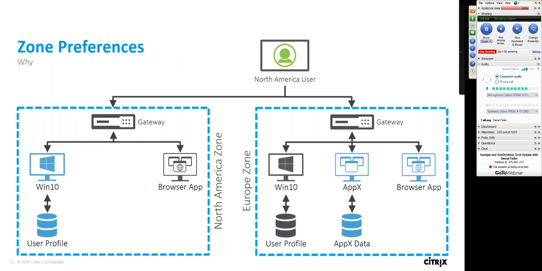This same user who is now traveling is in Europe. The only thing that changes here is the browser app. They should still be getting their Windows 10 desktop from the North American zone because their data is user data and it's located in the North American zone. App X is app data, which should be with the app.